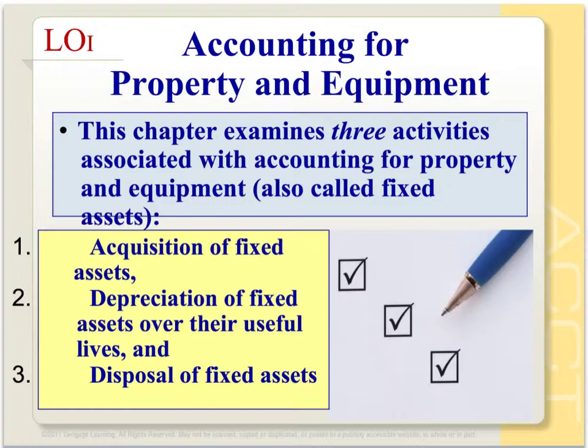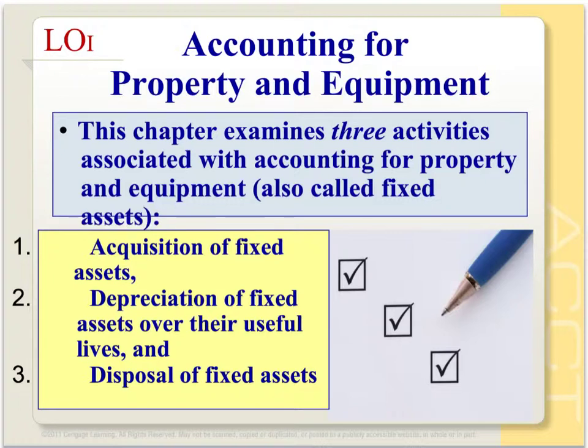So what we're going to take a look at in this first module is how we account for property and equipment. Chapter 8 takes a look at 3 activities associated with accounting for property and equipment. We also call those fixed assets. Fixed assets are tangible in nature, which means we can touch them. Acquisition of fixed assets is one of the 3 activities we're going to look at.